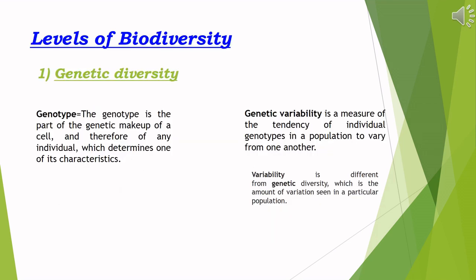Now let's talk about the levels of biodiversity. There are 3 different levels of biodiversity. The first one is genetic diversity. It is a level of biodiversity that refers to the total number of genetic characteristics in the genetic makeup of a species. It is distinguished from genetic variability, which describes the tendency of genetic characteristics to vary.